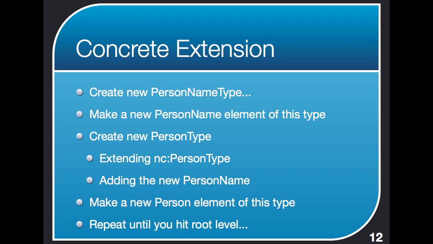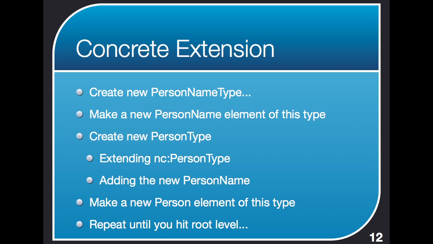Concrete extension is kind of the same thing. It starts the same anyway. I mean, we'll make our person's secondary surname, but then in order to hold that person's secondary surname, we have to make a new person name type to hold it, based on the old person name type with the new secondary surname added. And this is the same as before. Then we make a new person name element of this type, and that's fine. That's just the same as before.